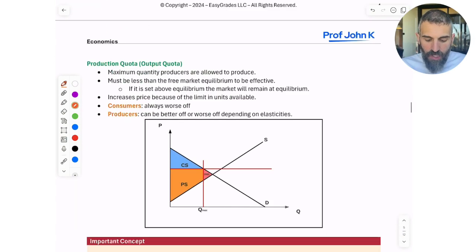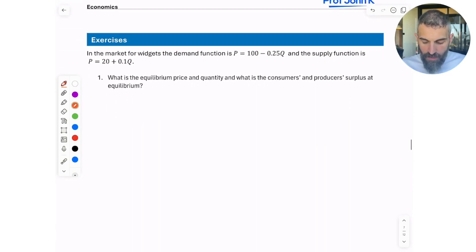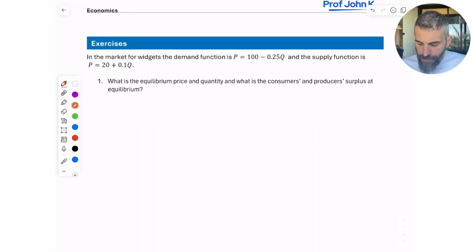Instead of running through each one, we're going to do one at a time. So let's start. You can meet me over here at this exercise. So in the market for widgets, the demand function is this. So we've given you a demand curve, and the supply function is that. What is the equilibrium price and quantity, and what is the consumers and producer surplus at equilibrium?